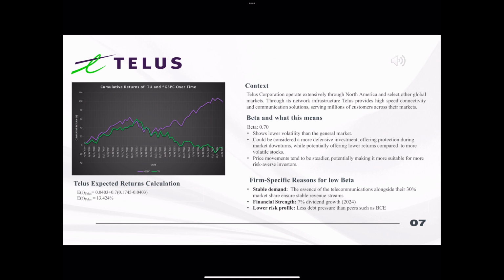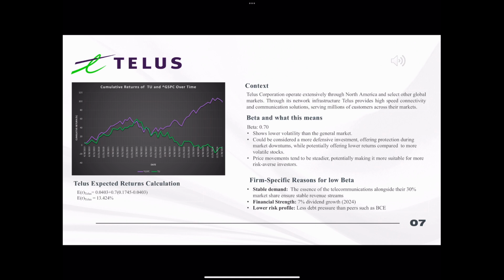This is supported by the graph on the left, where Telus' cumulative returns appear steadier than the S&P despite its low returns. Several firm-specific factors contribute to this stability. Telus holds 30% market share and shows predictable revenue streams. Its financial strength is reflected in its projected 7% dividend growth for 2024, which reinforces investor confidence.